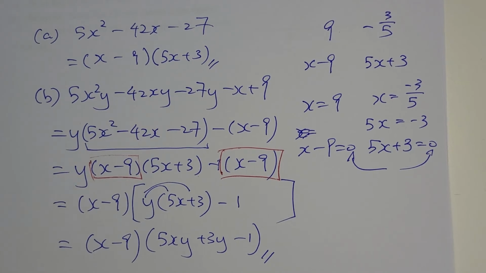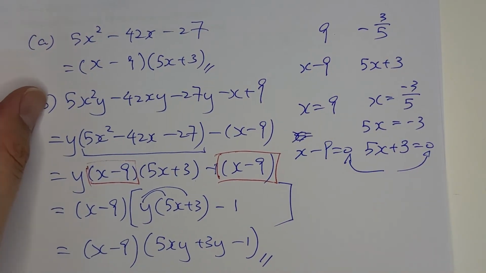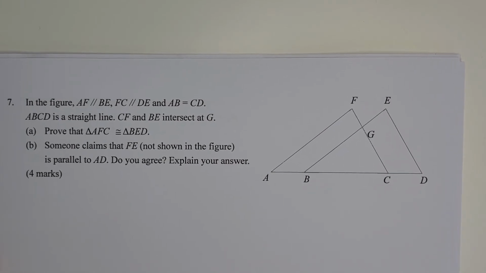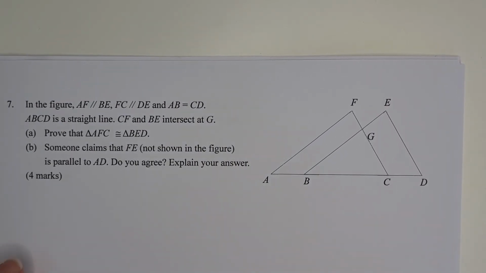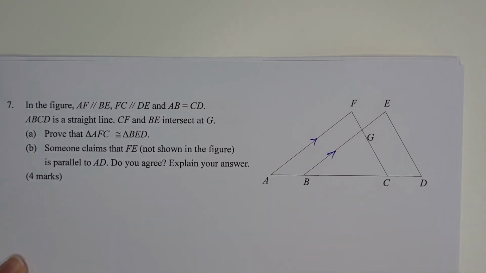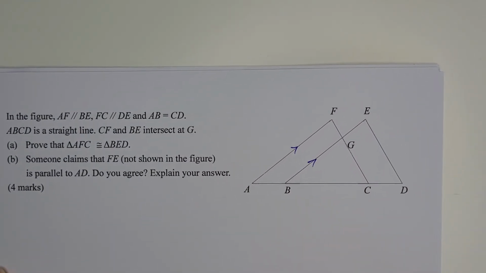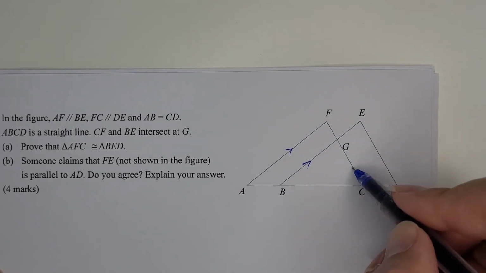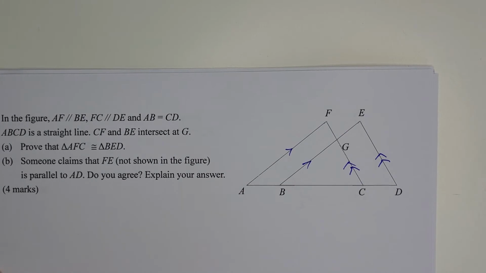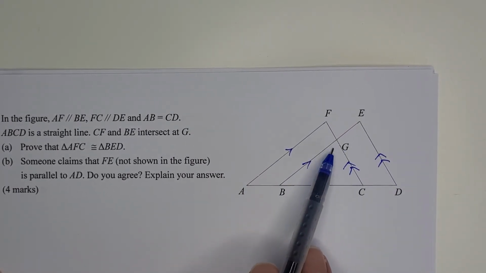So check your answer very clearly. And then let's move to question number 7. For question number 7, there's a plane geometry problem. In the figure, AF parallel to BE at the arrow, and next FC parallel to DE at the arrow again. ABCD is a straight line. CF and BE intersect at G.